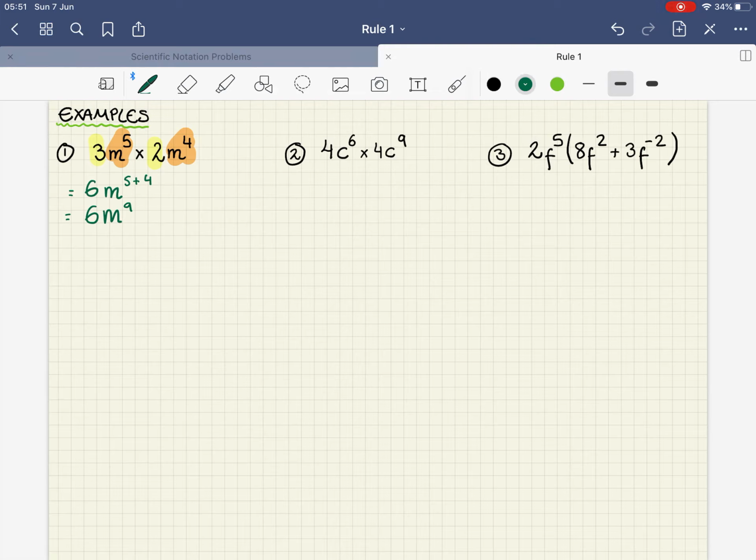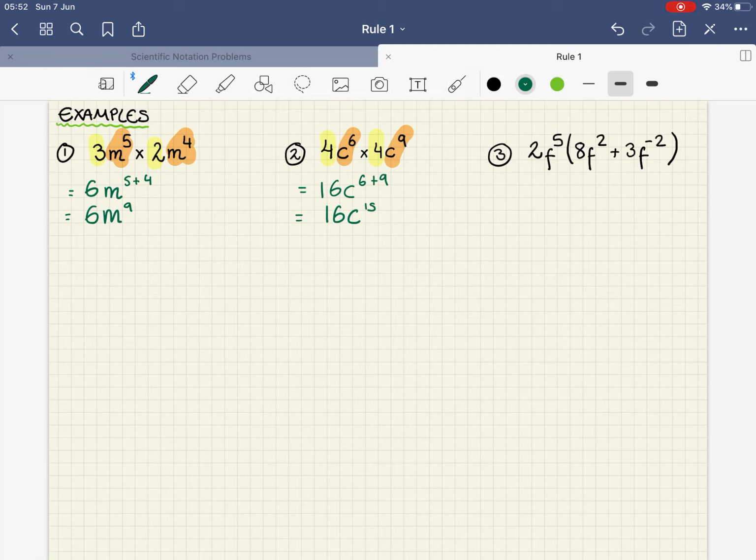So here's another one. So I've got 4 times 4, so it's going to be 16. Then c to the power of 6, c to the power of 9. So I'm going to be adding those powers together. So my final answer is just going to be 16c to the power of 15.